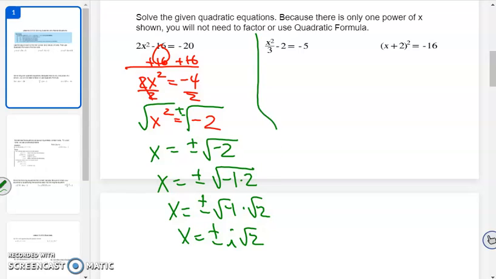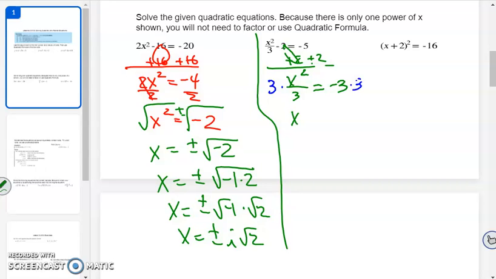In the second problem, I would approach it the same way. I would add a 2 to both sides to get rid of the minus 2. So I have x squared over 3 is equal to negative 3. And then, as I have a division problem, I would multiply both sides by 3 to get the 3 divided by 3 is 1. So the left side becomes x squared is equal to negative 9.